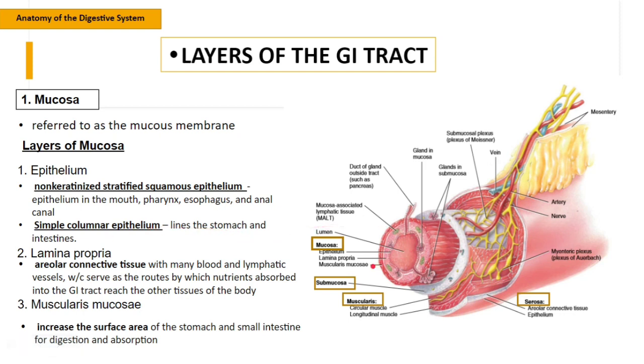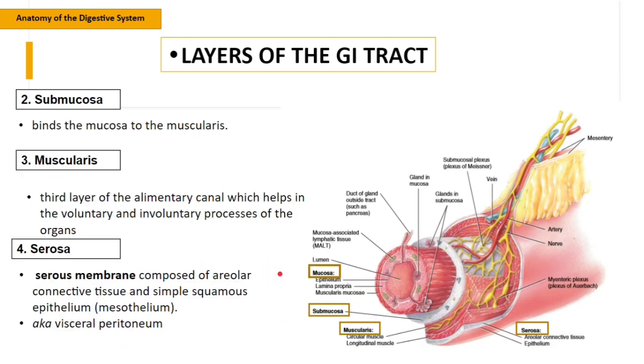Next is the layer lamina propria, which is made out of areolar connective tissue, which is where the nutrients are absorbed into the gastrointestinal tract to reach the other tissues of our body. And then the last one is your muscularis mucosae, which increases the surface area of the stomach and the small intestine for digestion and absorption process.